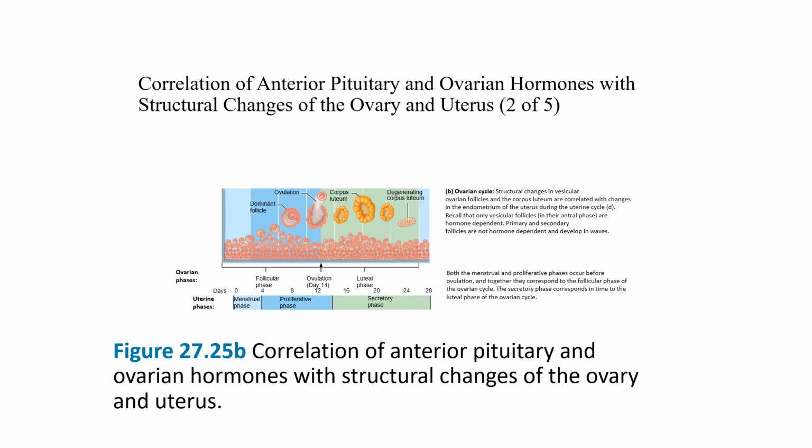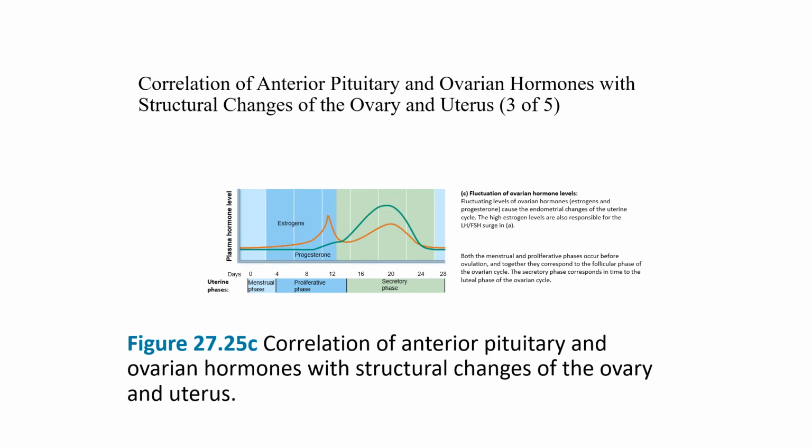And then the corpus luteum is formed, and remember, it's producing progesterone. And so as it produces progesterone, we have the secretory phase. So the secretory phase and the luteal phase coincide. The proliferative phase and the follicular phase coincide. If implantation does not take place, if fertilization does not take place, then the corpus luteum is going to degenerate into the corpus albicans. Progesterone levels are going to go down.